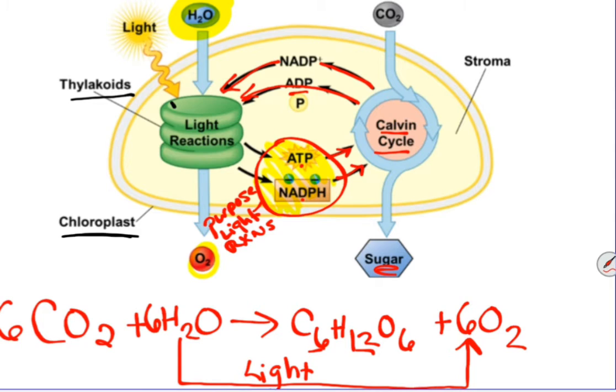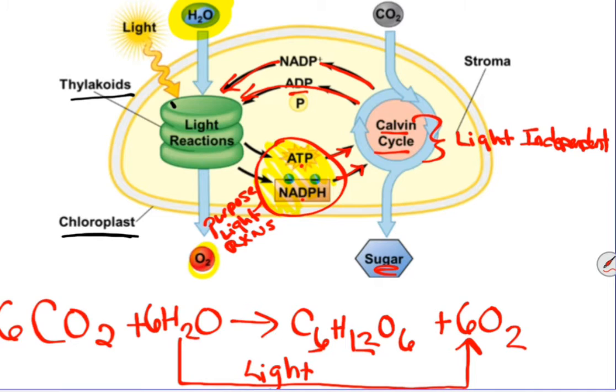Another big misconception is that you need light in order to make glucose, and that's not the case. The Calvin cycle is also called the light independent reactions, and if you see there, it's happening in the stroma. Okay, that says light independent. I'm sorry, it's kind of smushed together.